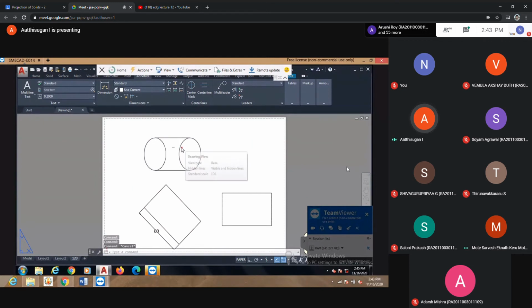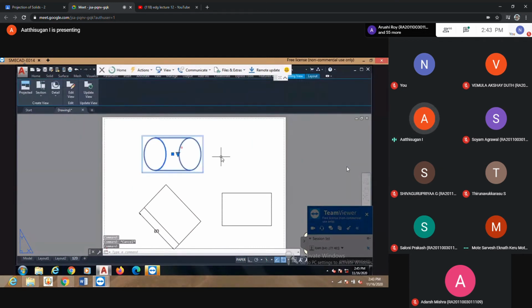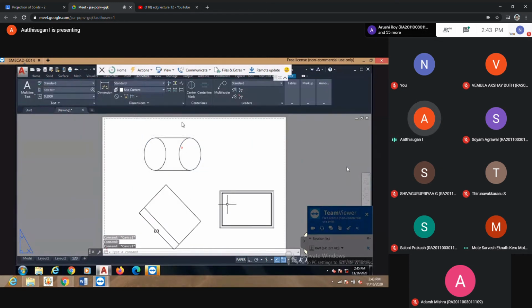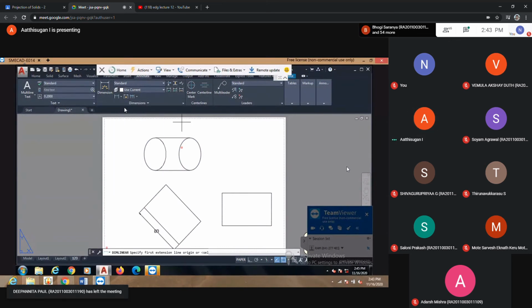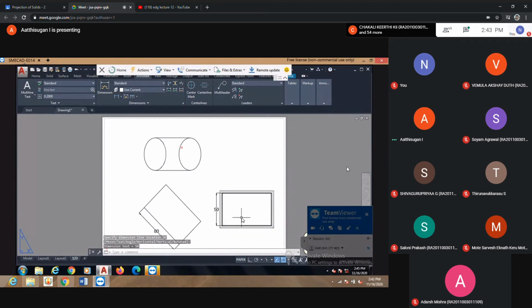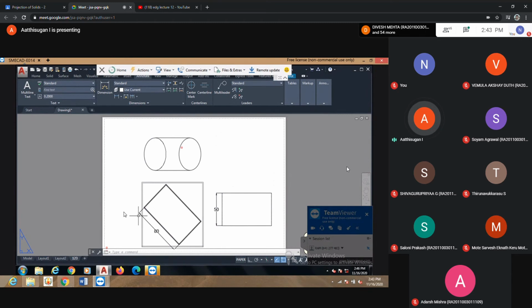Otherwise, you draw one circle and extrude. Like this, we'll try. Otherwise, you only draw the diameter. From this you can understand because this is a cylinder. If they give a circle, this is the isometric view. Maybe it will come like this, a cylindrical shape only. Length we gave already, 80 mm. Only this I will give as 50.